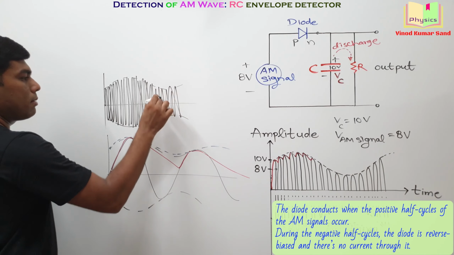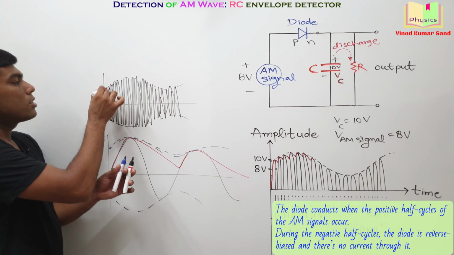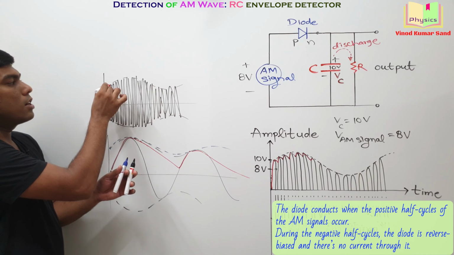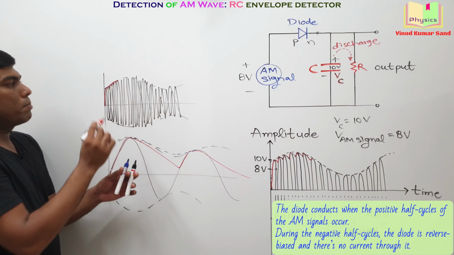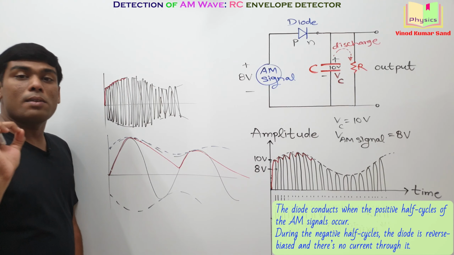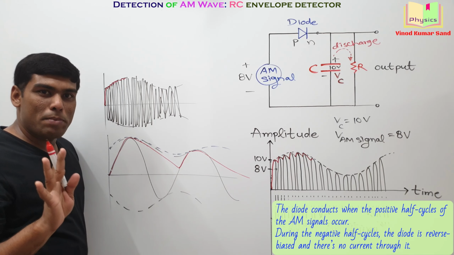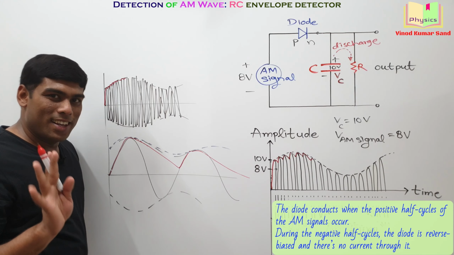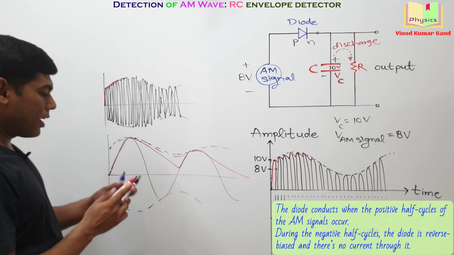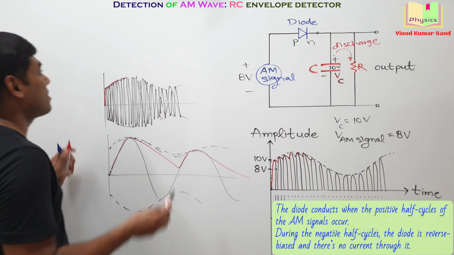Computer generated diagrams will be much better, but you'll get the feel. Now the capacitor gets charged and then discharged, charged, discharged, charged, discharged. That will keep on happening, and you can check that this time the ripples will be almost negligible. So you'll get better recovery of the message signal. Understood? So here is a condition for the better recovery of the message signal.